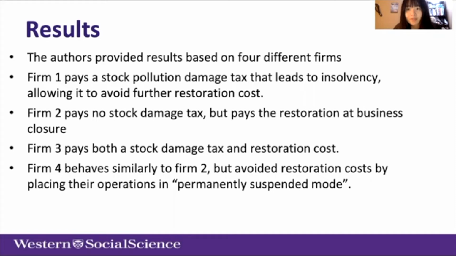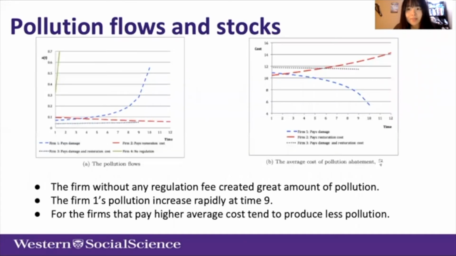In terms of those 4 firms, the author did a few quantitative analyses. The first analysis is focused on pollution flows and stocks. As we can see in the picture on the left-hand side, the green line is firm 4, which did not pay any regulation fees and creates a huge amount of pollution. Another interesting thing is the blue line, which stands for firm 1. It creates a large amount of pollution at the end of the timeline.